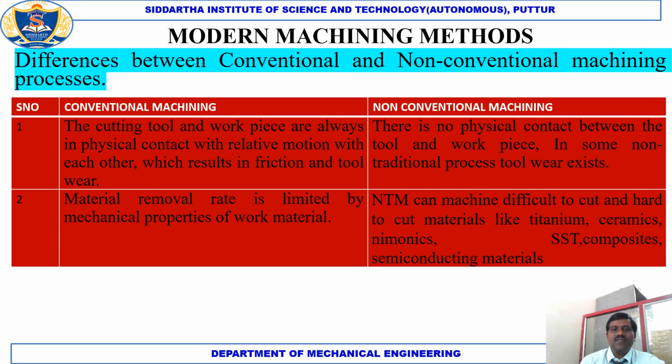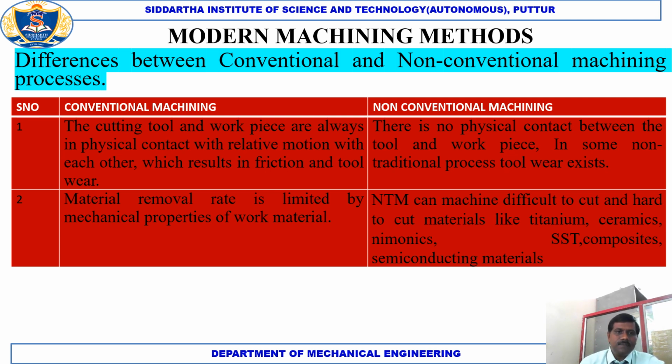But whereas in case of non-conventional machining process or advanced machining process, there is no direct contact between the tool and workpiece. In some non-traditional machining processes, tool wear exists. For example, in case of electrochemical machining or ultrasonic machining, there is some tool wear. But in case of other non-traditional machining processes or modern machining methods, no tool wear exists.